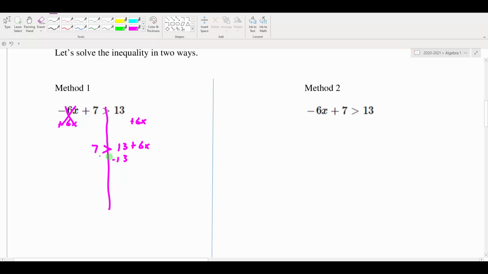So I'm going to subtract 13. Whatever I do on one side, I have to do on the other side. So I do 7 minus 13, which is negative 6, greater than, the 13's cancel here, and then we have 6x. And then to finish this off, this is multiplication, so I'm going to divide by 6 on both sides. So negative 6 divided by 6 gives us negative 1, greater than x. All right, so now this thing is solved.